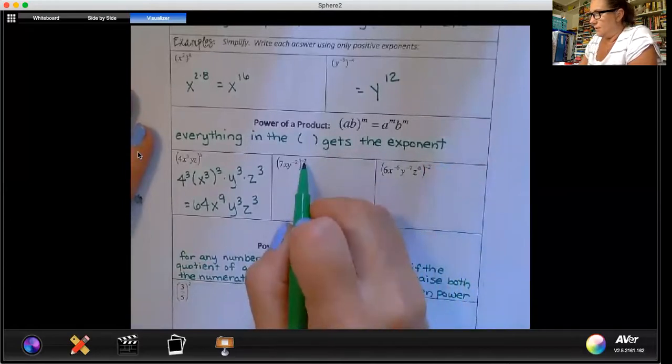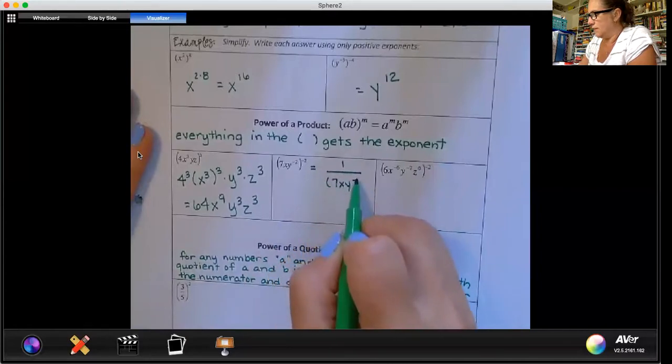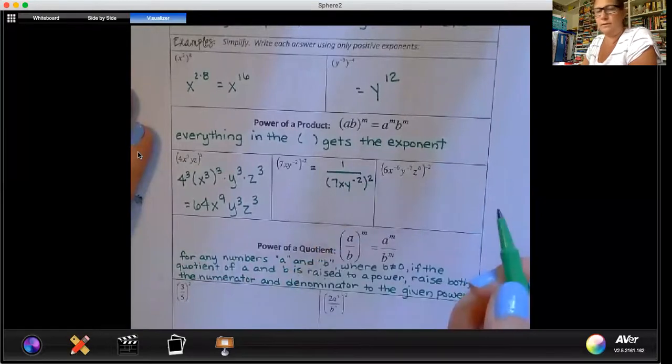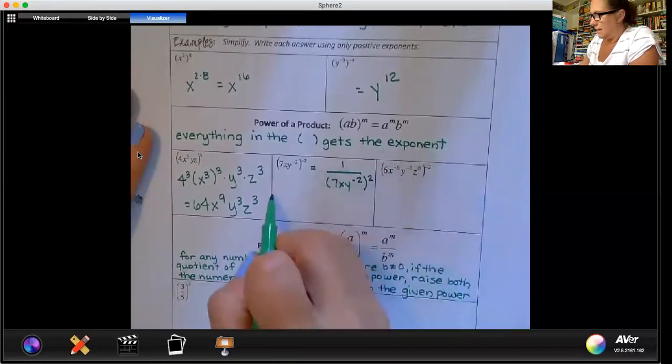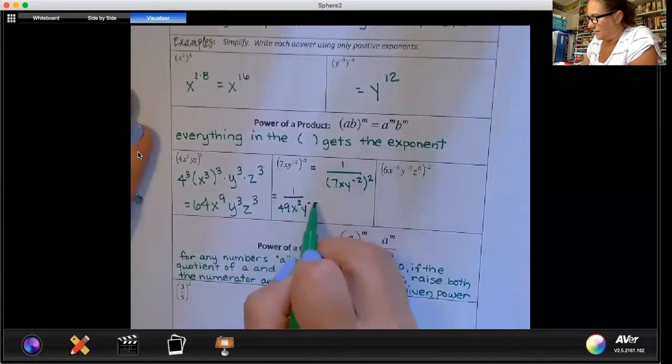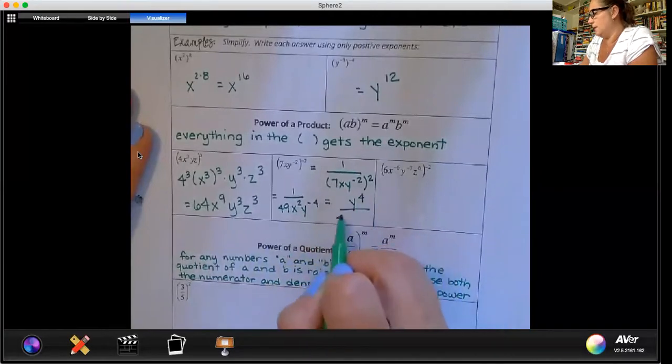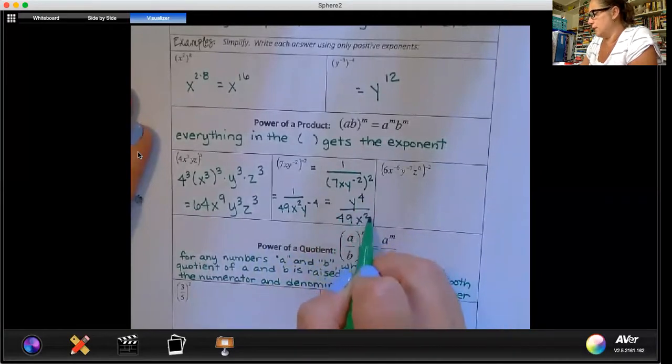I'm going to evaluate this negative exponent first. 1 over (7xy to the negative 2) squared. That's 1 over 49 x squared y to the negative 4, which is y to the 4th over 49x squared.